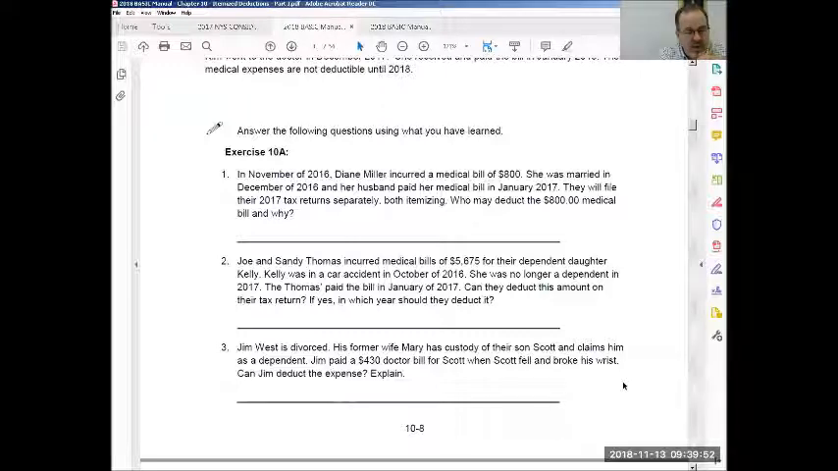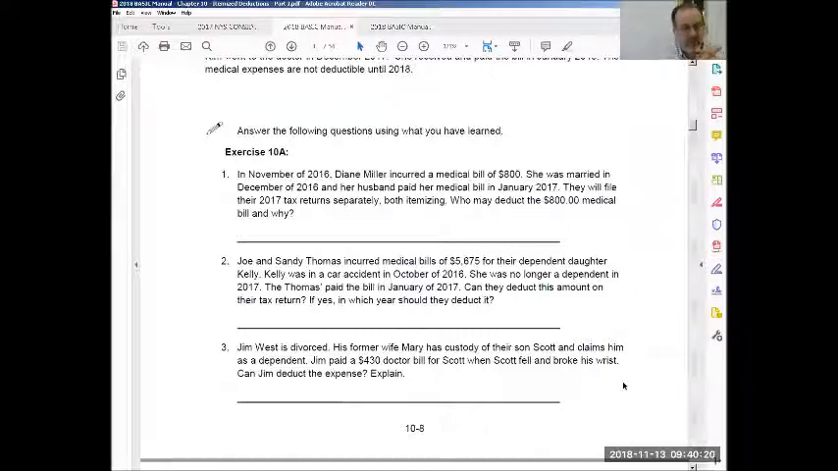Okay. Jim West is divorced. His former wife, Mary, is custodian of their son, Scott, and claims him as a dependent. Jim paid a $430 doctor bill for Scott when Scott fell and broke his wrist. Can Jim deduct the expenses? Yes. They paid it. You're non-custodial. Those are things you have to make sure you understand with medical, because sometimes people don't think about medical if that person's not on their tax return.